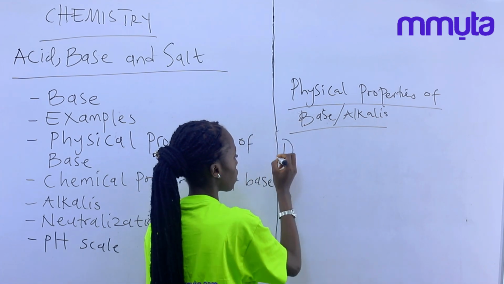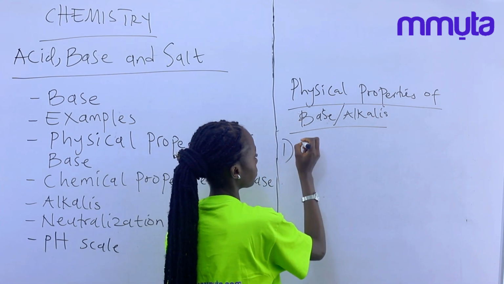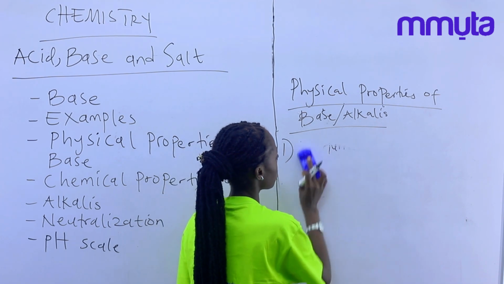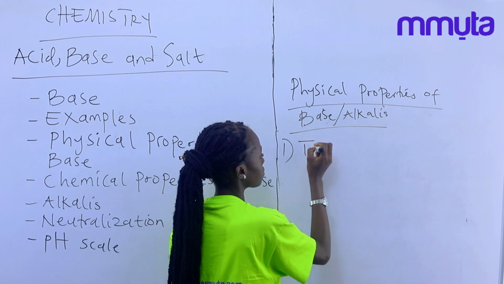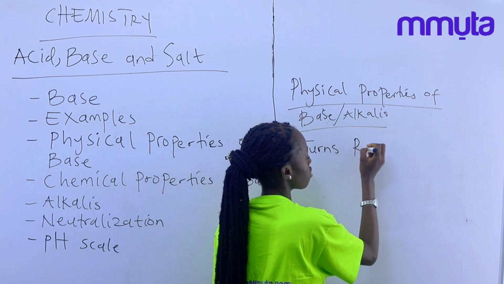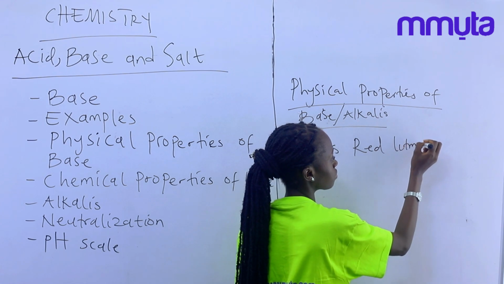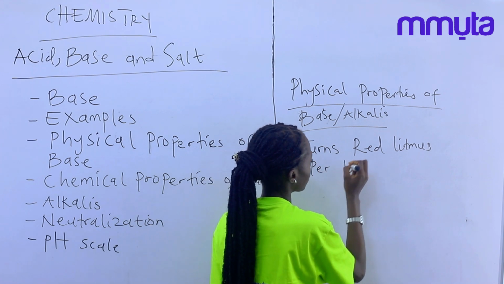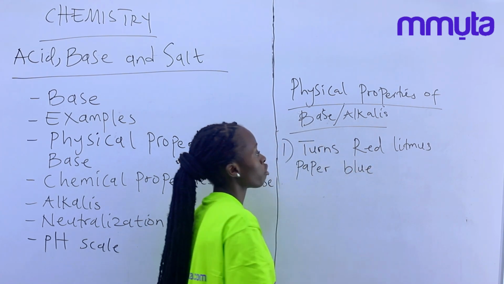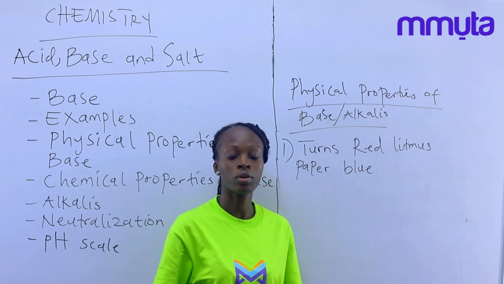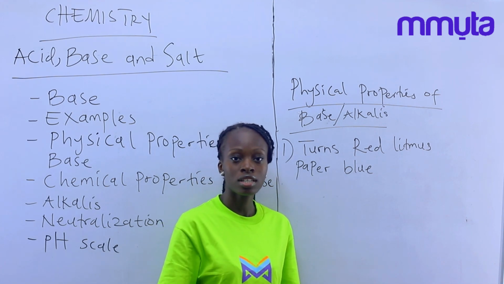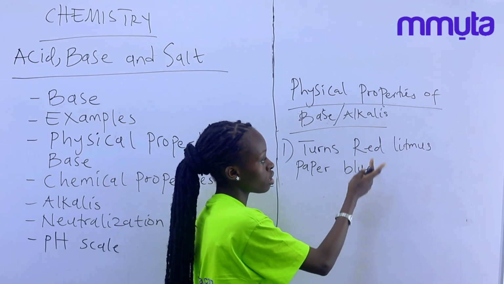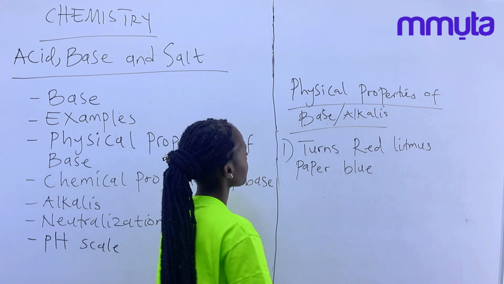Okay, now the first one I'll be giving here is it turns red litmus paper blue. Now, if you remember in our previous class when we were looking at an acid, I said that an acid turns blue litmus paper red, but now a base turns red litmus paper blue.